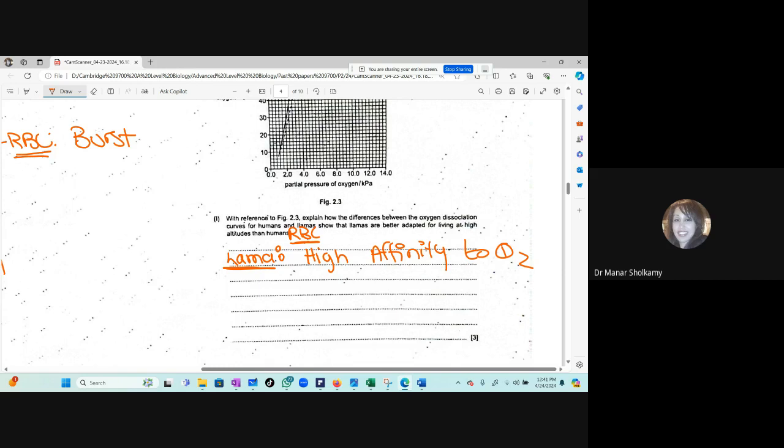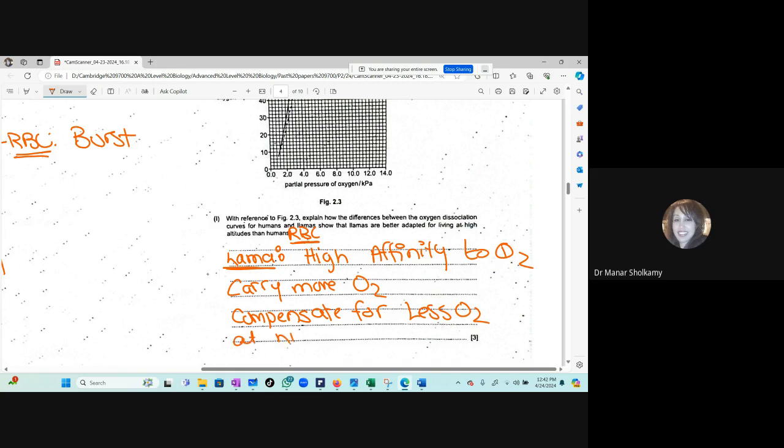And what did you say? What was the last sentence you said? You said that they can carry more oxygen. And why is this an advantage? Because what is the problem with high altitudes? Is there more oxygen or less? Less. Yes. To compensate for the less oxygen at high altitude.